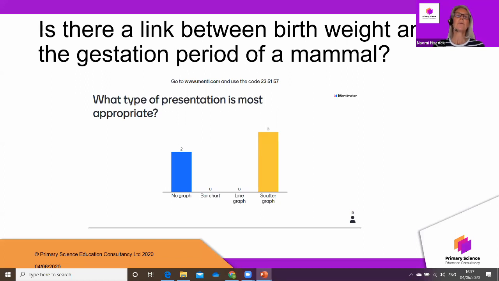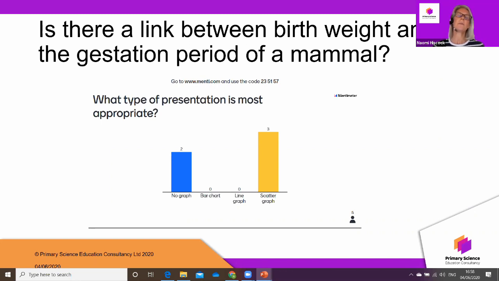So my thinking was that birth weight will be in numbers, probably in grams or kilograms, depending on the size of the animal. And the gestation period will also be a number of days, or a number of months. So therefore, we've got two numbers, and we're looking for a pattern between the two. So it is a pattern seeking exercise. So it would be most appropriate, I feel, as a scatter graph, because there may well be mammals that have the same gestation period but different birth weights.